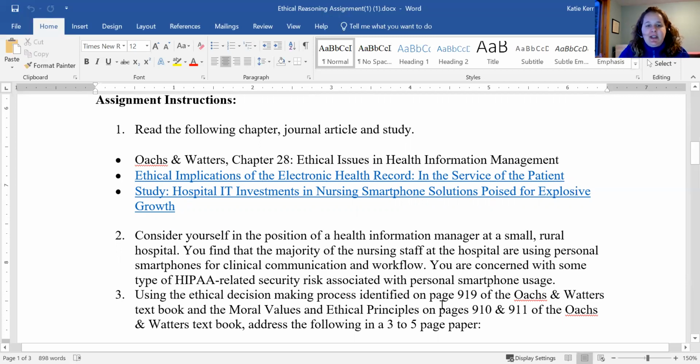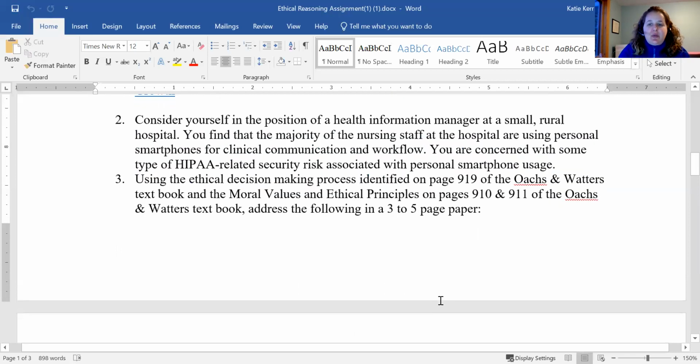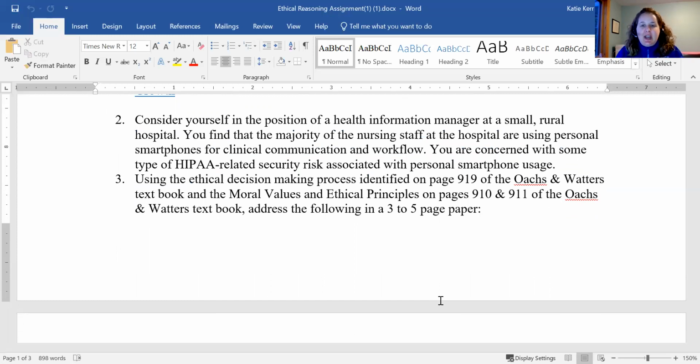All right, and then we're going to turn to the Oaks and Waters textbook, and there is an ethical decision-making process on page 919, and it's essentially a flow chart, a decision tree of sorts that can help walk you through the decision-making associated with an ethical dilemma. And then we'll also have you look at pages 910 and 911 in that same textbook and apply the values and ethical principles that are addressed on those pages.